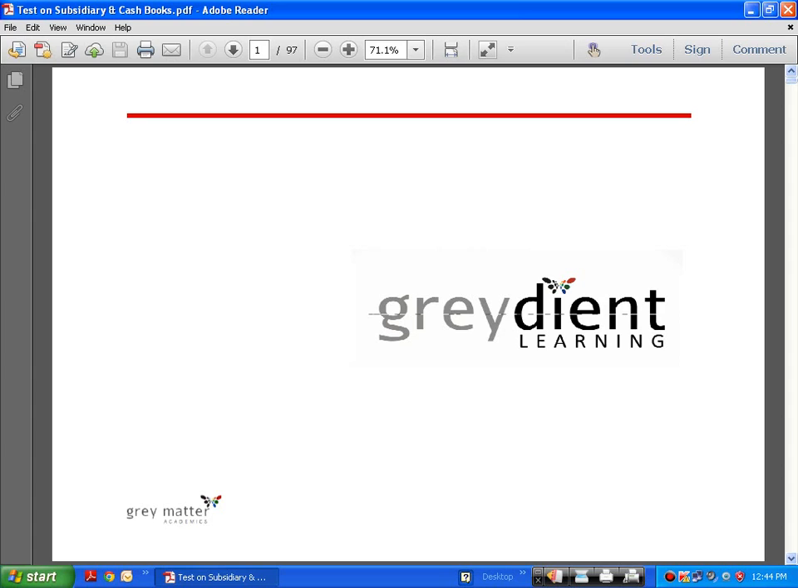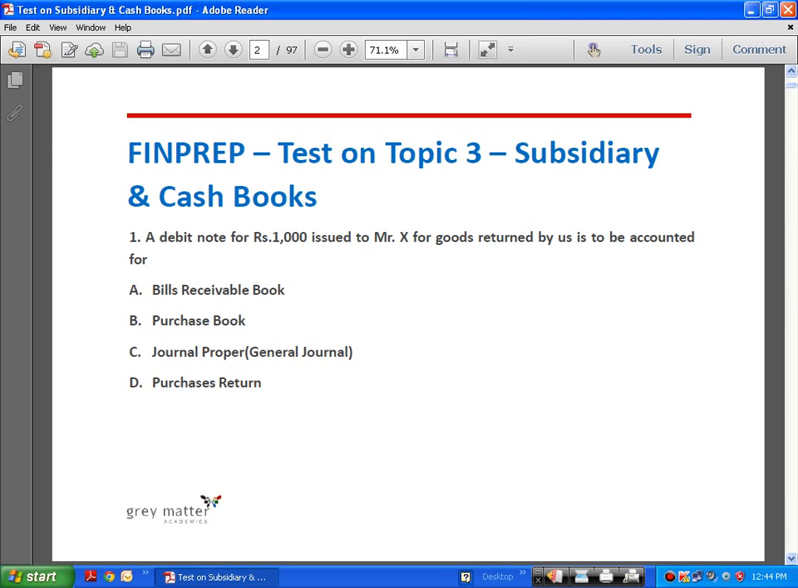So transactions that cannot be recorded in the goods journal or the cash journal or the bills journal will be recorded in this residuary book, which is called the journal proper. So with this background, let us look at the various answers to the questions that you took in this test.